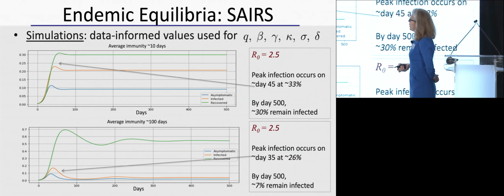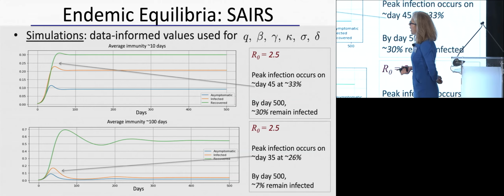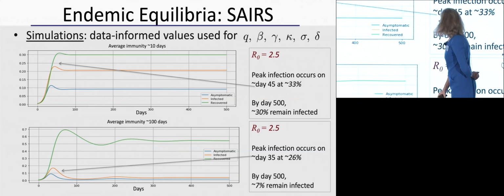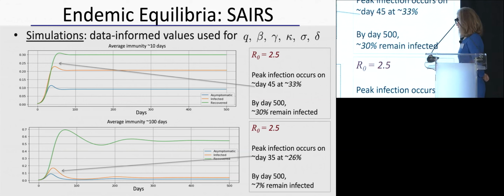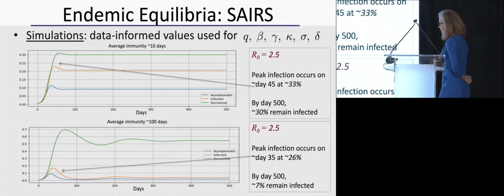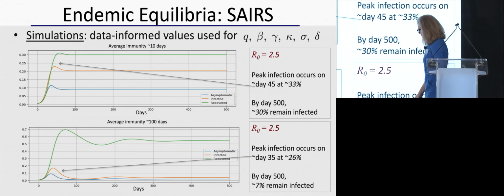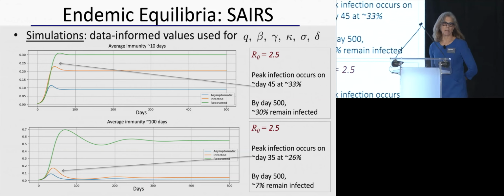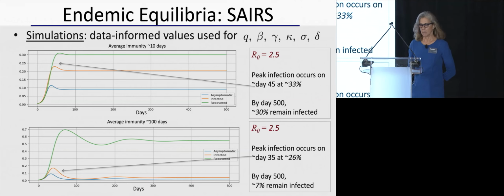If we assume immunity lasting about 3 months, it's better. After about a year and a half, we see that about 7% of the population remains infected in steady state. Okay.